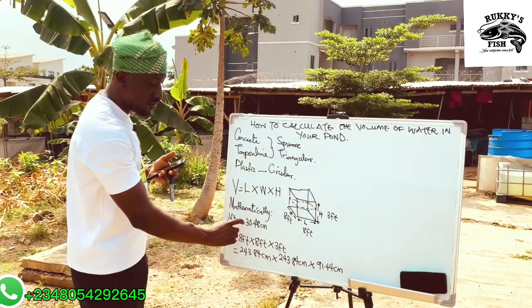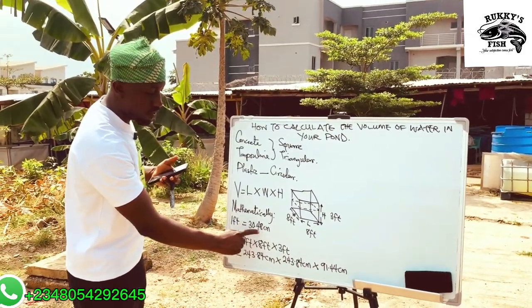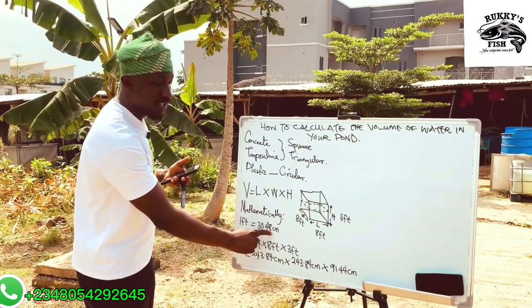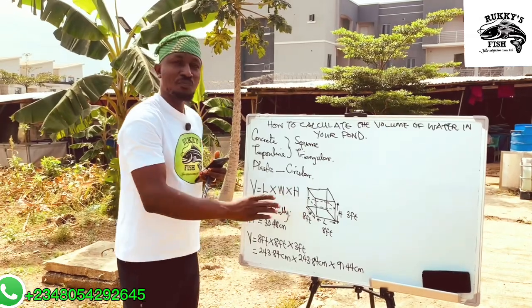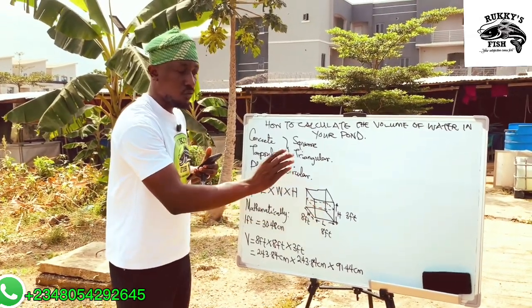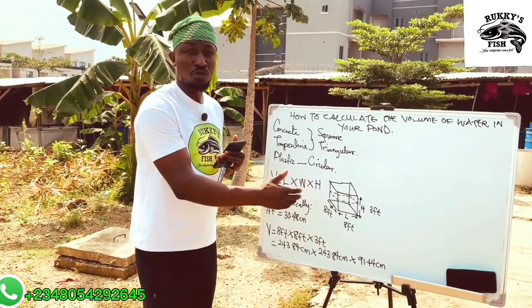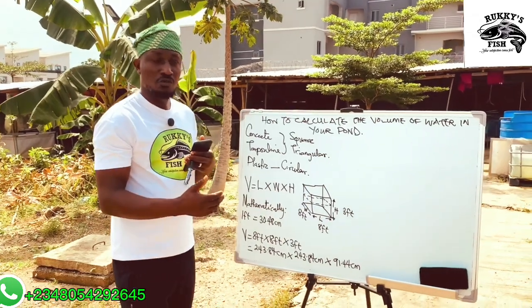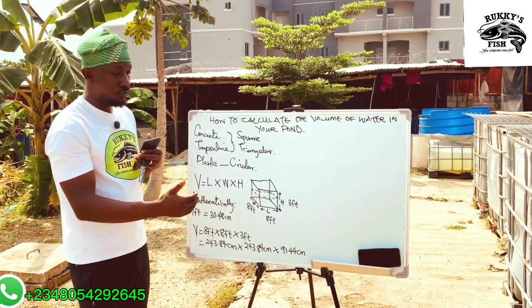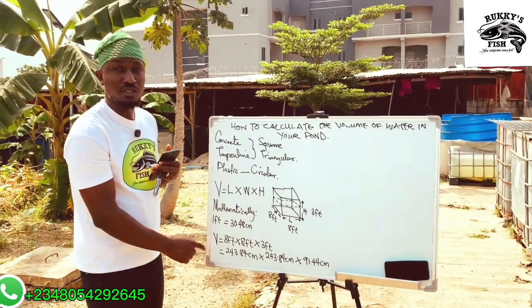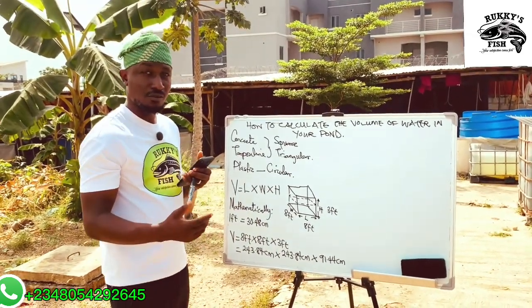Remember, we used our conversion table because we now have volume to be calculated in centimeters. Why we're using feet is because this is traditionally what is obtainable when you're constructing your ponds. When you're constructing your ponds, we make use of feet. So we need to convert if we are calculating for volume. All right, does that make sense?